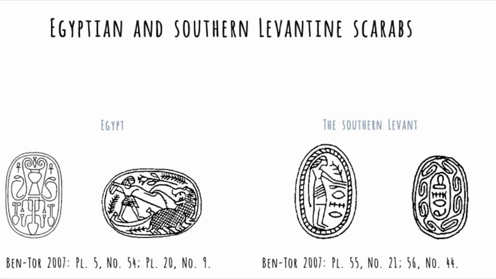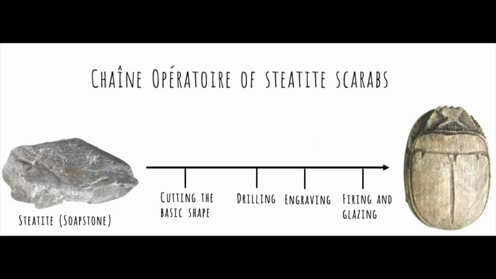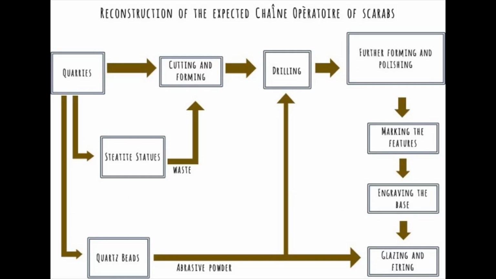Previous studies dealing with scarabs focused on their typological classification and their iconography. In our study presented here, we focused on the production of scarabs according to the theory of chaîne opératoire, a methodological tool that analyzes technological procedure into different sequential phases, from the procurement of the material until the finished object.